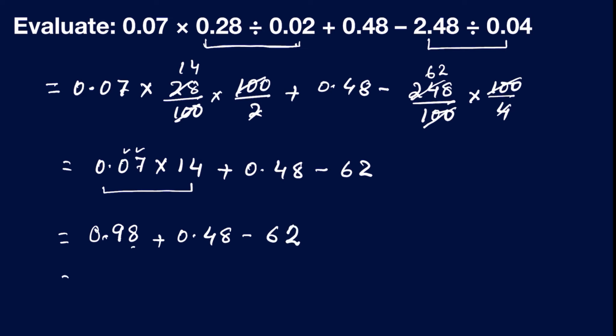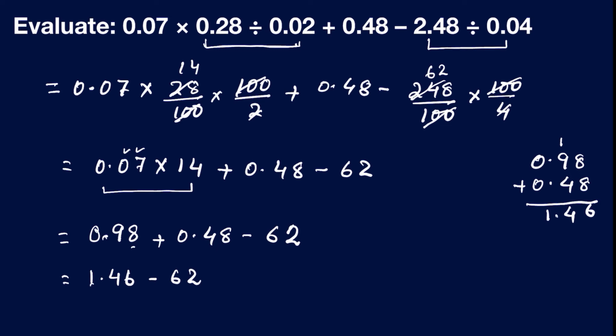Now do the addition. 0.98 plus 0.48, 8 plus 8 is 16, 1 carry over and 10 plus 4 is 14. So it is 1.46. Now 1.46 minus 62. You have to subtract 1.46 from 62.00. This is how you subtract in decimals. 1 carry over from 2, it becomes 10. 10 minus 6 is 4. This one becomes 9. 9 minus 4 is 5. This is now 1. 1 minus 1 is 0 and this is 6.